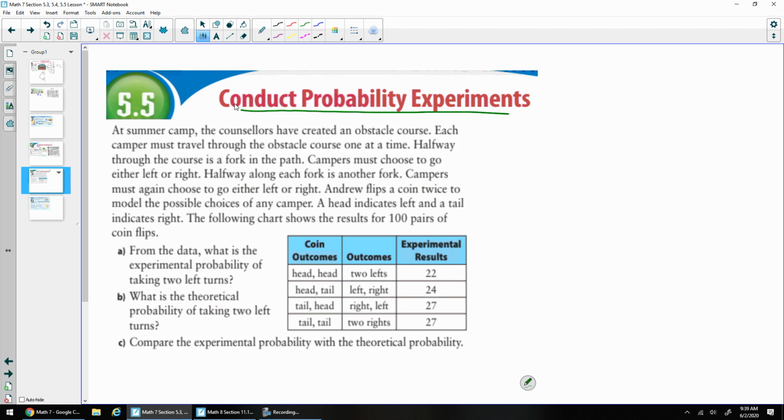So when we do these probability experiments in real life, instead of just looking at the theoretical possible outcomes, when we actually do them, we get slightly different results. And so we have these two things called experimental probability and theoretical probability. Okay, and we'll talk briefly at the end about how you can get those two things closer together.